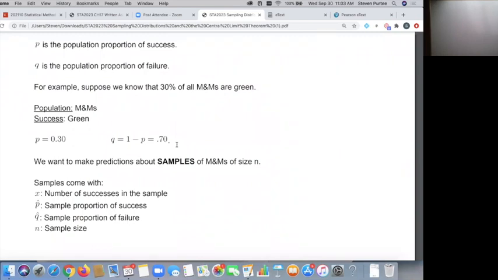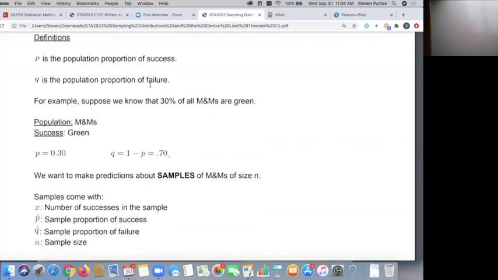So population is a group, not a number. On any question, if I ask you for the population, don't tell me a number. Population is the group we're trying to study, M&Ms. Success, the successful M&Ms are green. So my success rate, little p, is 30%. Well, then how would we find the failure rate? If 30% of M&Ms are successful at being green, 70% must fail at being green. So in all cases, Q, the failure rate, is 1 minus P.